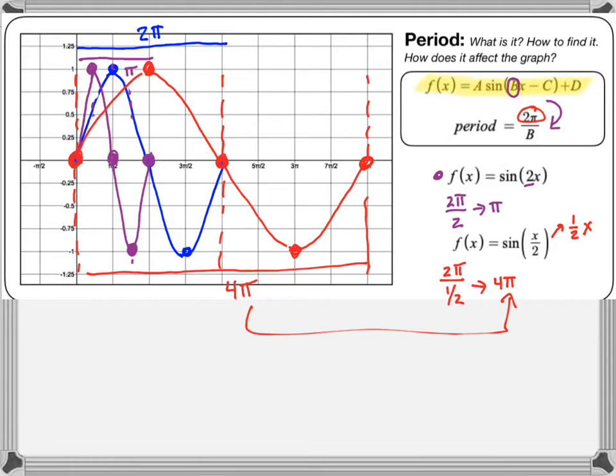Okay, so that's how we adjust things on a periodic or horizontal scale. And in the next video, we're going to take a look at shifting this right and left, and that's called a phase shift. And so see you in the next video.